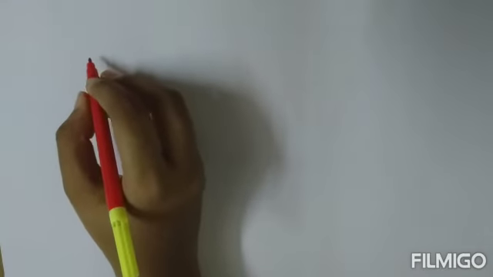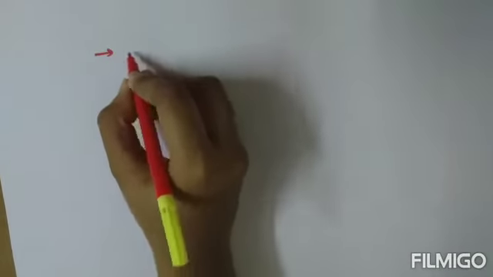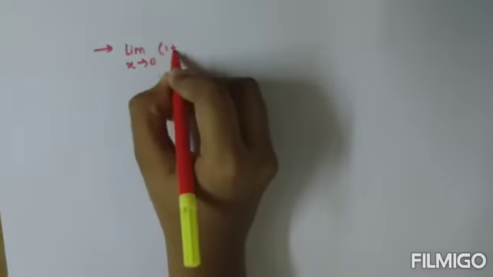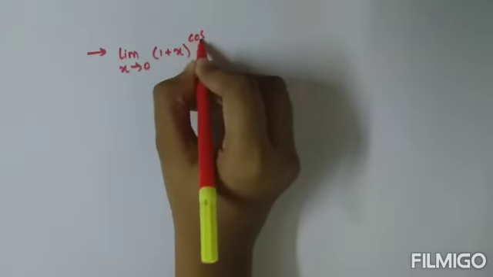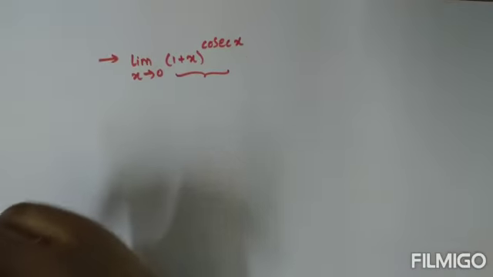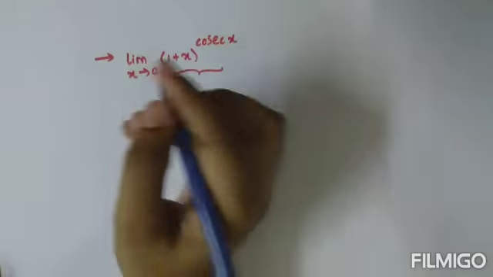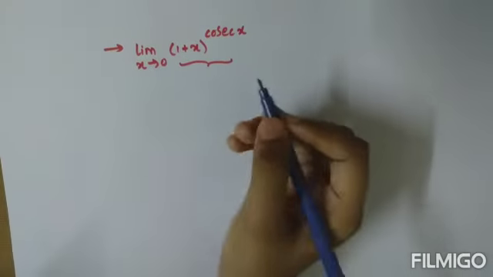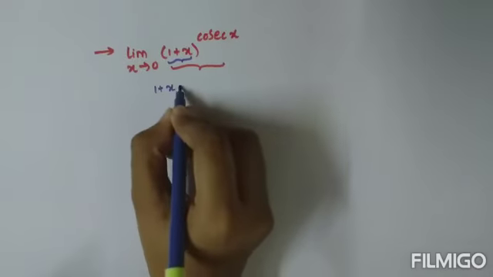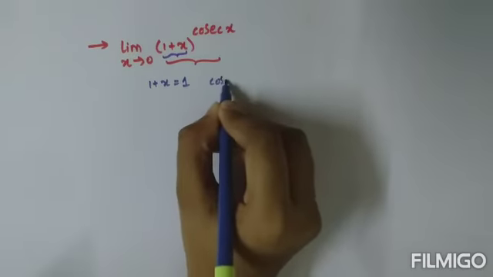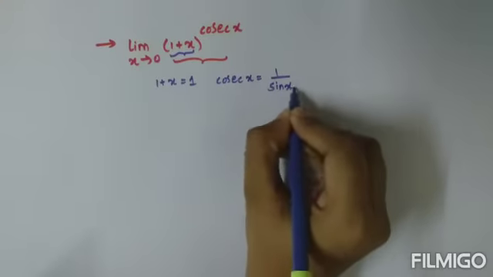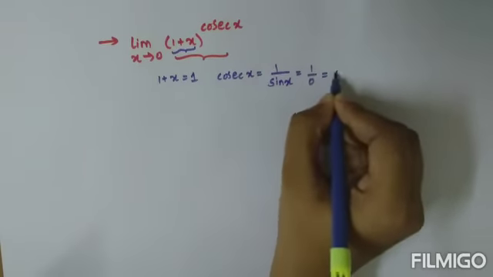Let us solve some questions now. First one, limit x tends to 0 of 1 plus x power cosecant x. To know in which form this is, the first step is direct substitution. If we substitute x is equal to 0, in the base 1 plus x we get 1, and cosecant x is nothing but 1 by sin x. So it becomes 1 by 0 and goes to infinity.